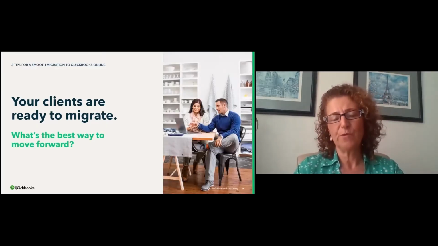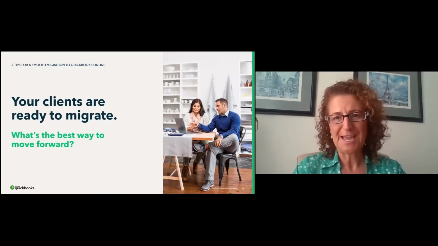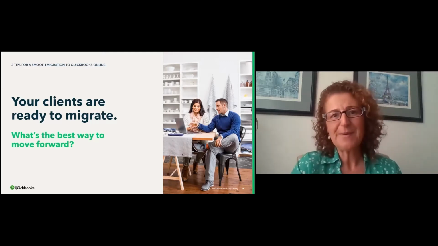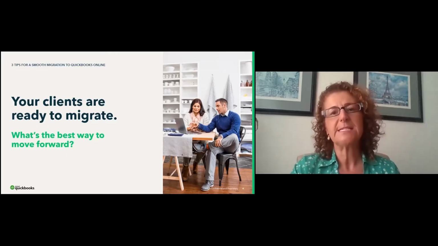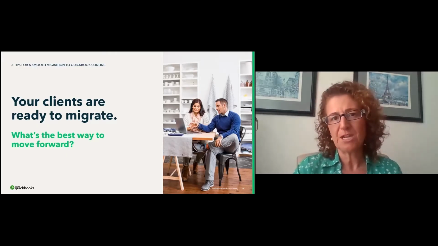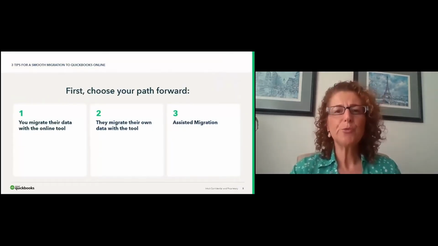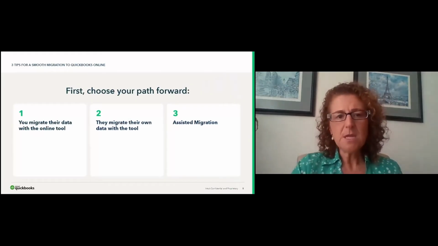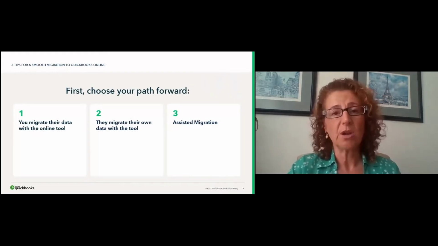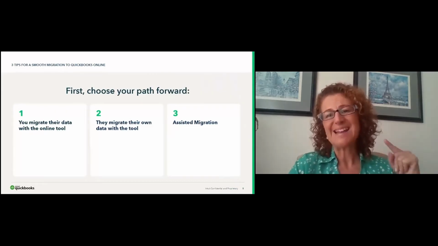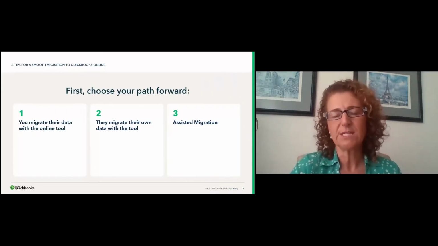Let's talk about how we migrate. The best way to move forward is always with open communication and clarity. And all the steps that we're going to cover today are things that you can do. I've done them, you can do them, and just know that Intuit has a fantastic resource full of information if you do happen to get stuck. So let's choose our path. We have 3 choices. Number 1 is to migrate data using the online tool. The online tool is fantastic, easy to use. Probably my number 1 way to go is always with the online tool.